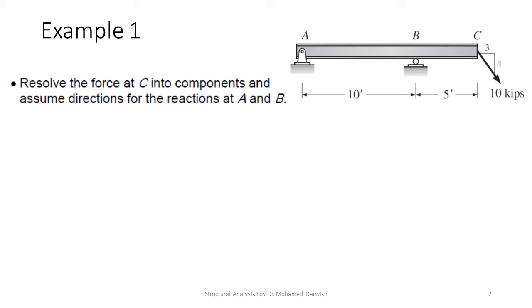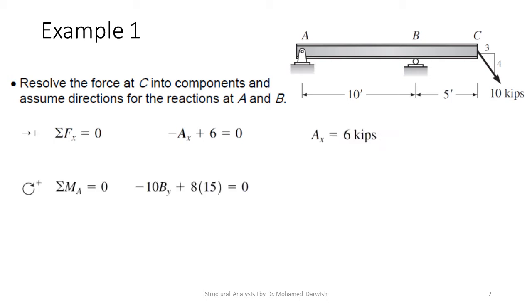first we need to resolve the force at C into horizontal and vertical components. Sigma Fx equals 0, so simply it is 6, which is 10 times 3 over 5, minus Ax, so Ax equals 6. Sigma moment about A equals 0, so 8 times 15 minus 10 By equals 0, so By equals 12 kips.